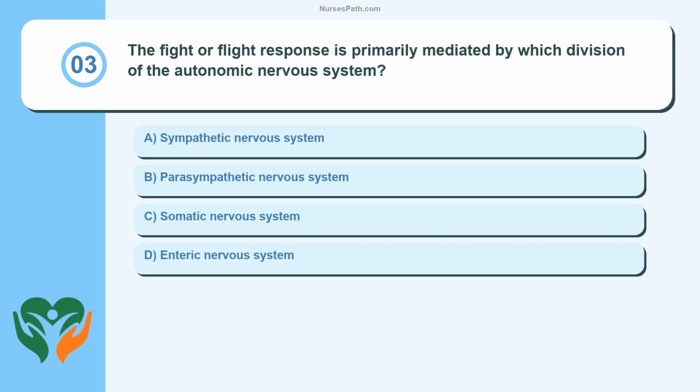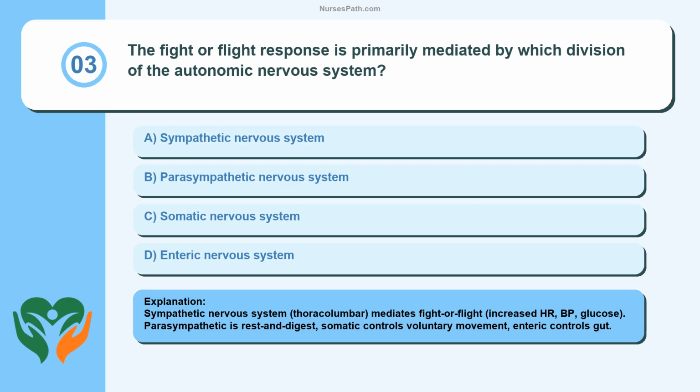Question 3. The fight or flight response is primarily mediated by which division of the autonomic nervous system? Sympathetic nervous system, parasympathetic nervous system, somatic nervous system, enteric nervous system. Sympathetic nervous system, thoracolumbar, mediates fight or flight, increased HR, BP, glucose. Parasympathetic is rest and digest, somatic controls voluntary movement, enteric controls gut.